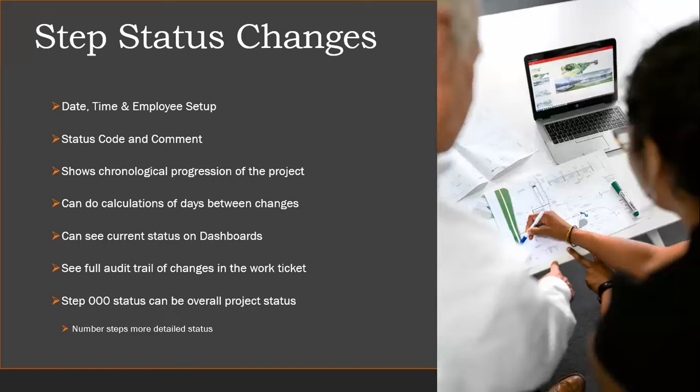So I can give you some KPIs of how much time it takes to accomplish certain things. We can see the current status on dashboards, which allows you to help manage the project, know exactly where all the steps or tasks or operations are at. Within the work ticket, there's a full audit trail of all the changes, which will allow us to analyze the progression. So step 0 is the header step of a work ticket. So a lot of times we can use that, making step status changes on that step can kind of tell us where the overall project is.